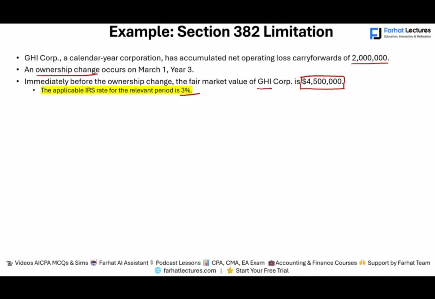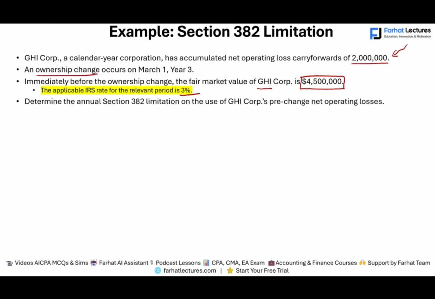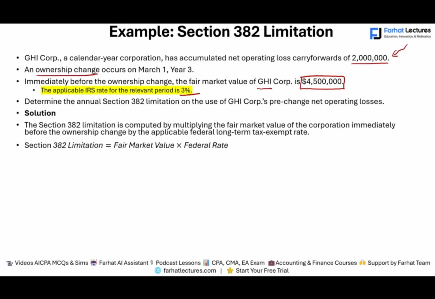Now, since the ownership did change, whoever buys this company cannot use the 2 million freely because there's an ownership change. Determine the annual Section 382 limitation on the use of GHI Corporation's pre-change net operating loss. Here's what we have to do. We have to take the value of the company before the change, which is 4.5 million times 3%. So the maximum we can use per year is $135,000.